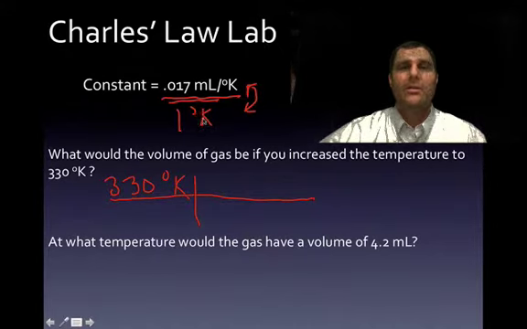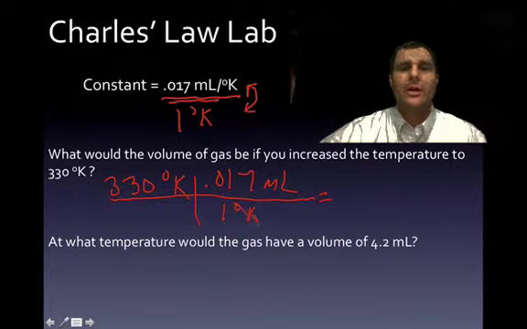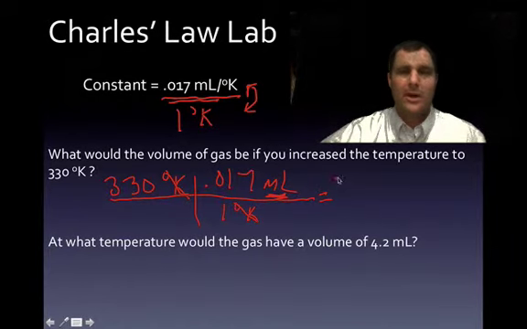So I've got 0.017 milliliters over 1 degree Kelvin. And I could reverse that if I wanted to, since they're equal to each other. But I'm trying to get rid of degrees Kelvin, so I want that at the bottom, so I'm going to use it just as it's written. So here we go, 0.017 milliliters for every 1 degree Kelvin. And once I write that out, degree Kelvin cancels, I'm left with milliliters, which is what I want. I multiply everything on the top, and I'm going to get 5.61 milliliters.